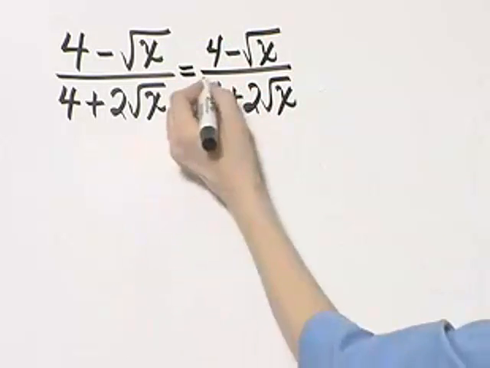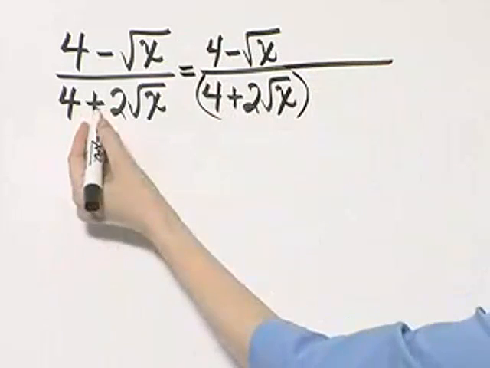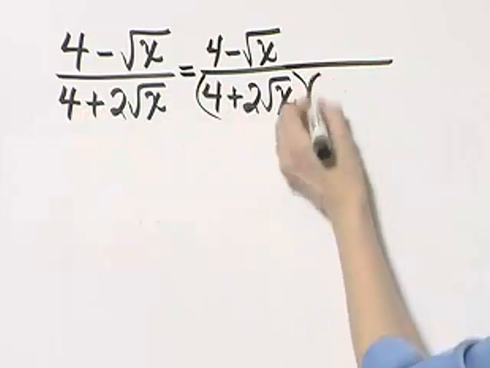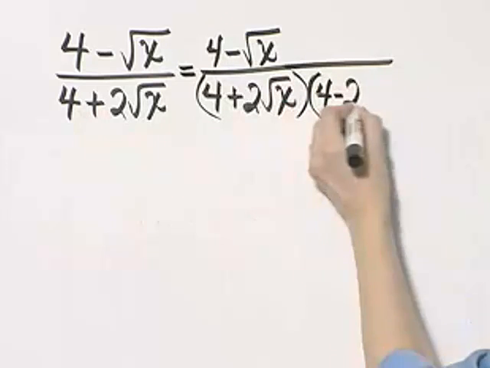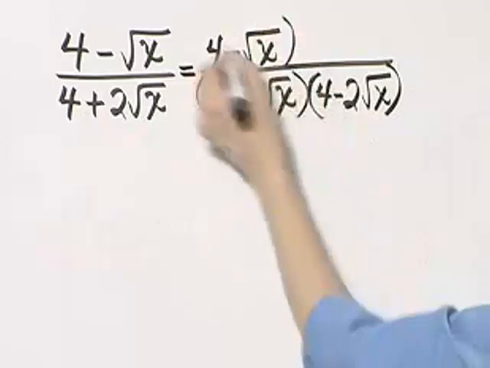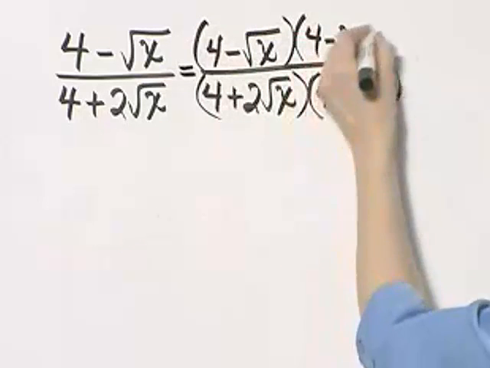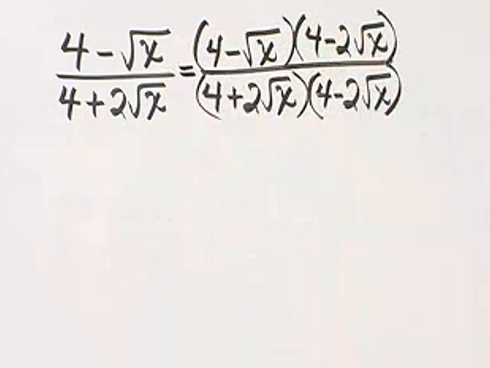What is the conjugate of the denominator? The conjugate is 4 minus 2 square root of x. So 4 minus 2 square root of x, I multiply in the denominator, and the exact same thing then in the numerator. And now let's start multiplying.